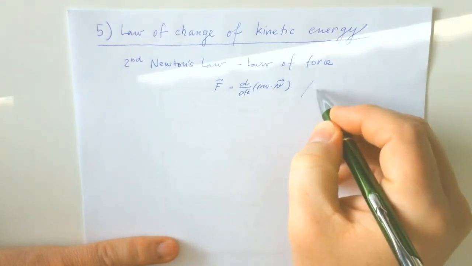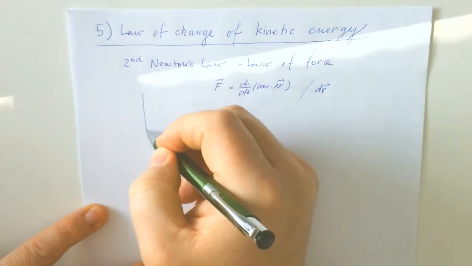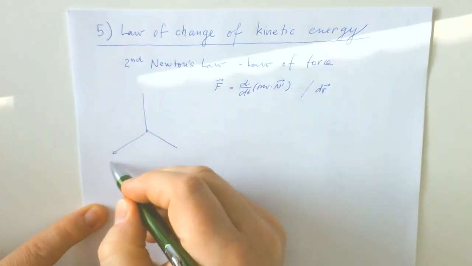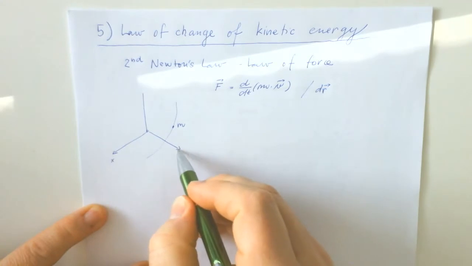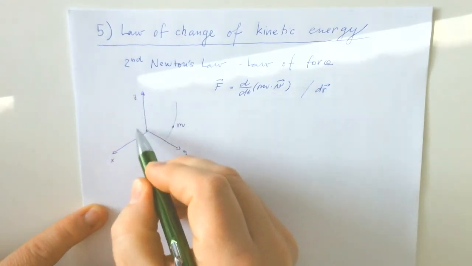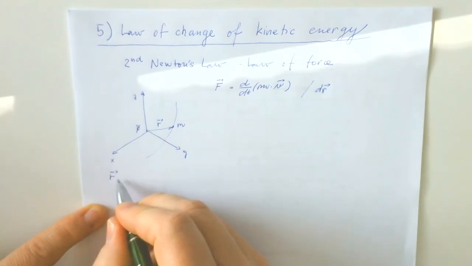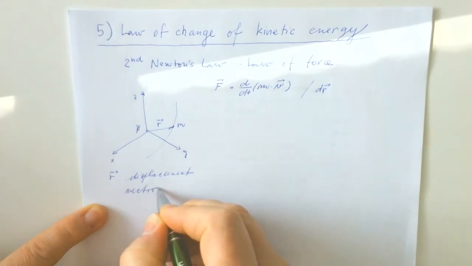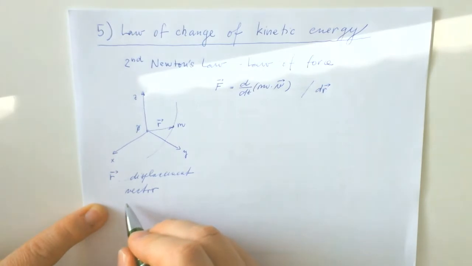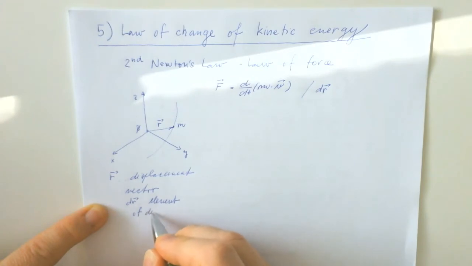When we multiply this law by element of dr, what is dr? We know it. When we observe the position of some particle in three-dimensional coordinate system x, y, z, r is a displacement vector, and dr is an infinitesimal element. So it's an element of displacement vector.